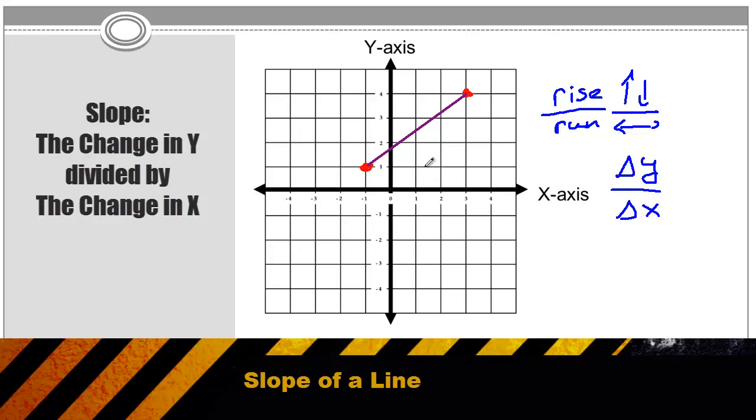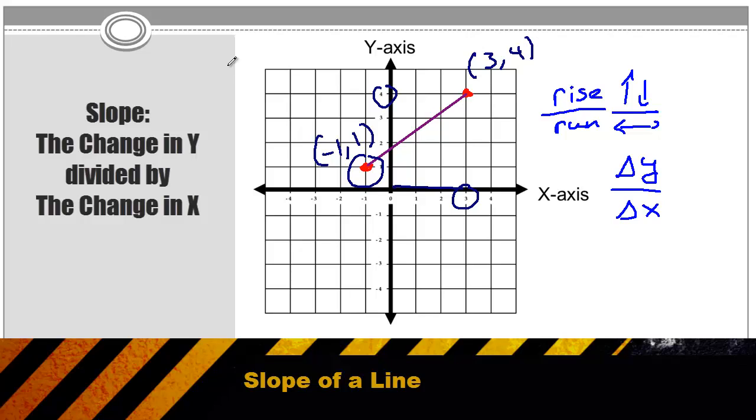So if I wanted to calculate the slope of my purple line here, I could start by figuring out the x and y values of my 2 points. My first bottom point, well, I go left 1 and then up 1, so the coordinate of that point is -1, 1. On the higher point, I went right 3 and then up 4. So the coordinate is 3, 4.